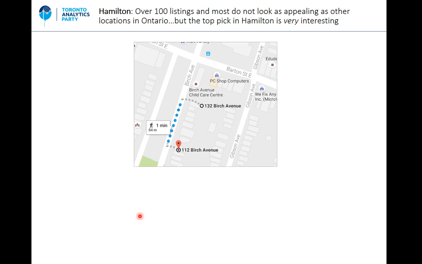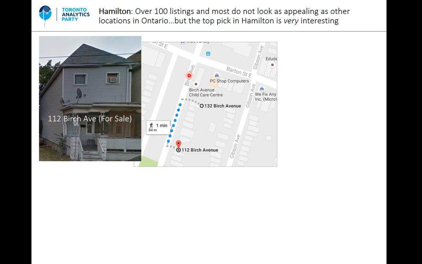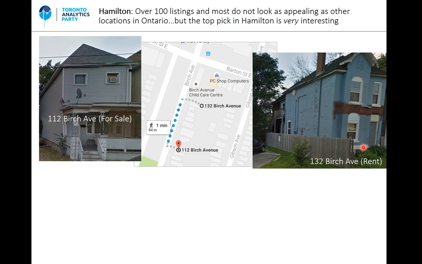Another example is in Hamilton. Now, Hamilton, at a high level, is not looking very appealing. It doesn't look like there's a lot of units that are interesting, but I'm going to show you one that's very, very interesting. Now, we look at 112 Birch, which is right here. And our paired example is 132 Birch for rent. So pretty good, pretty close, I like it.